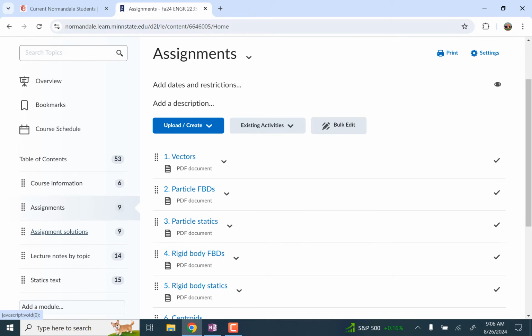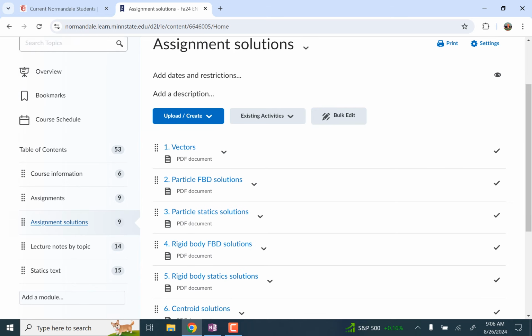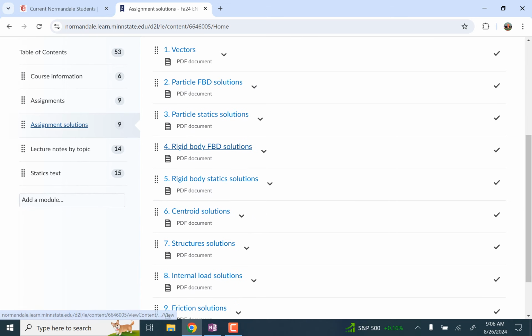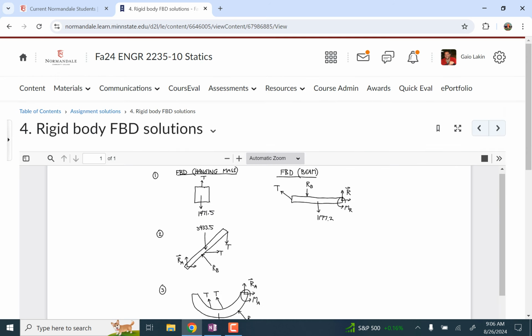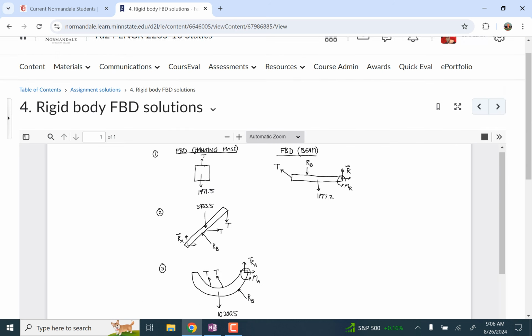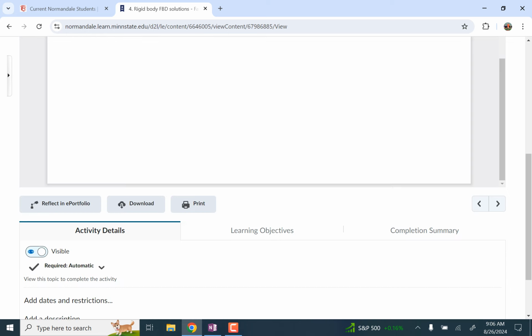There are also solutions to these assignment problems, and I think it's not all solutions to everything. It's just solutions to selected problems. Let's see. So 1, 2, 3, 4.